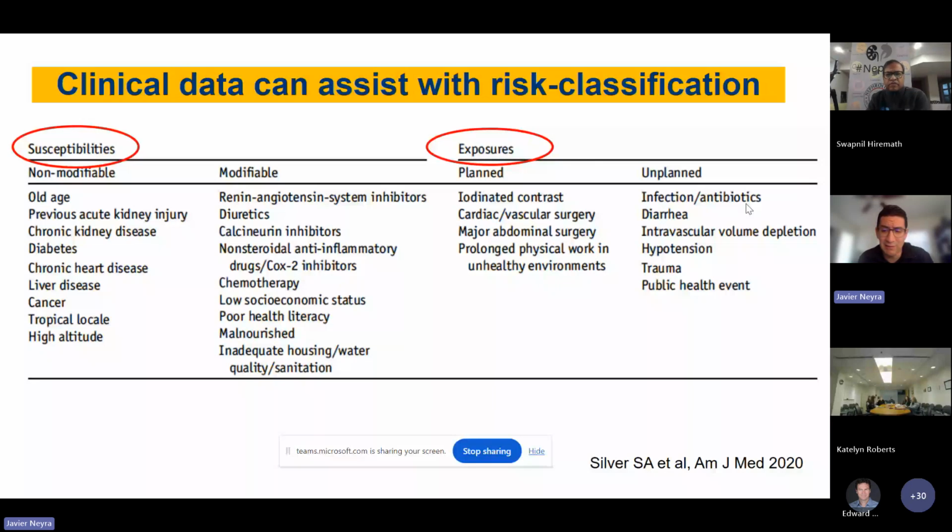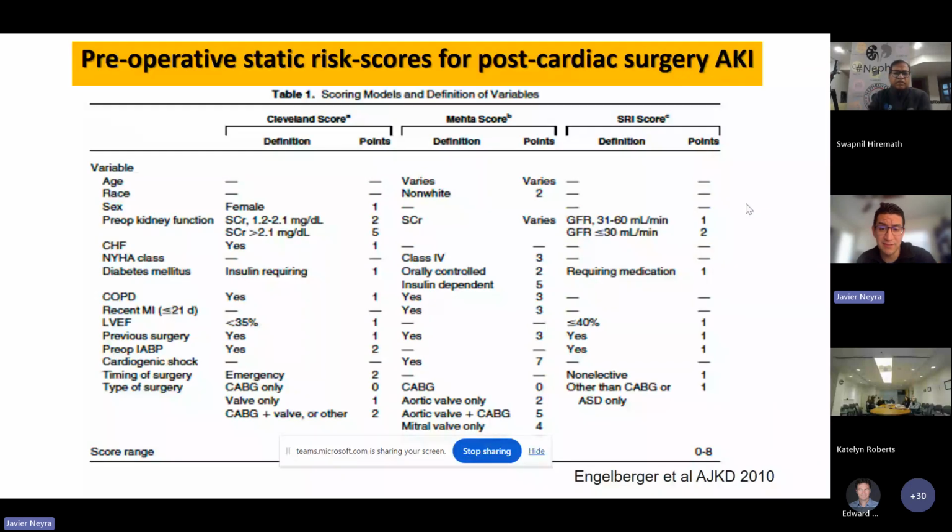Patients have an infection or a condition that is affecting their intravascular volume, and this can be reverted with interventions, right? So we can map a little bit how to address the risk of a patient with this simple exercise. Now, of course, can we create risk scores that can help us identify patients at higher risk of developing AKI?